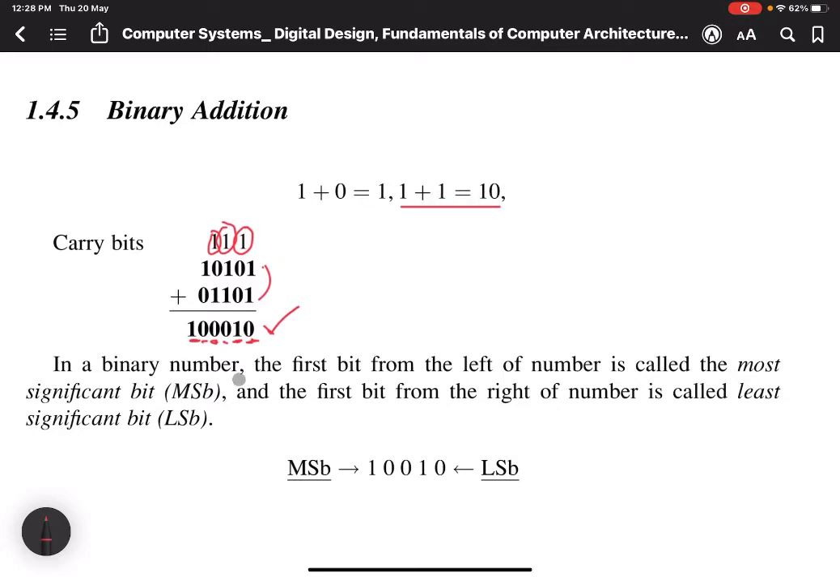So in a binary number, the first bit from the left of the number is called the most significant bit. Ano yung most significant bit daw? Yung left of the number. And the first bit from the right of the number is called the least significant bit, which is the LSB, which is ito, the rightmost. Okay? So the most significant and the least significant.